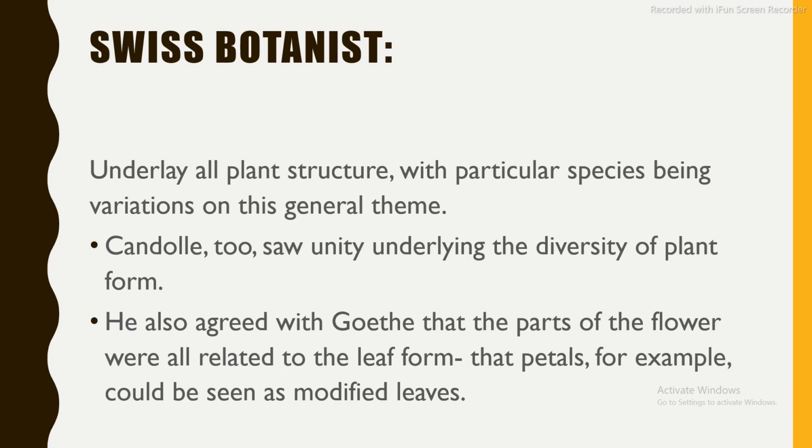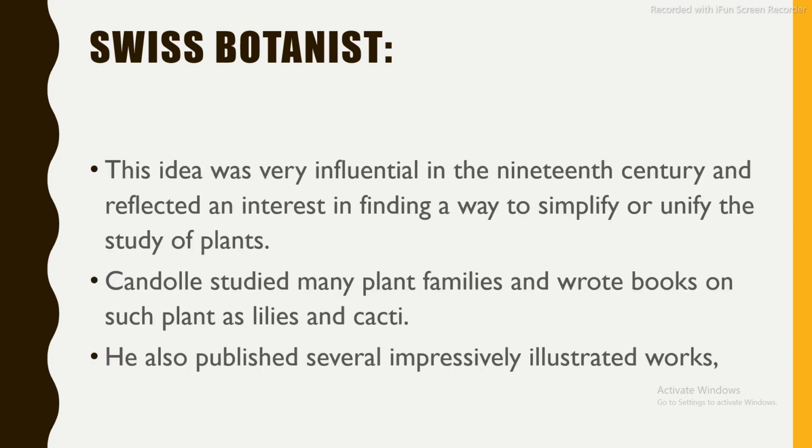Candolle too saw unity underlying the diversity of plant form. He also agreed with Goethe that the parts of the flower were all related to the leaf form, that petals, for example, could be seen as modified leaves. This idea was very influential in the 19th century and reflected an interest in finding a way to simplify or unify the study of plants.